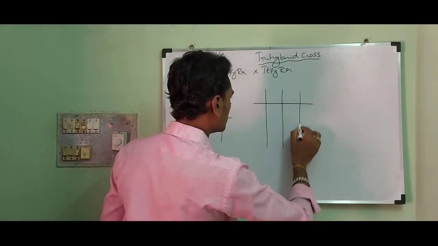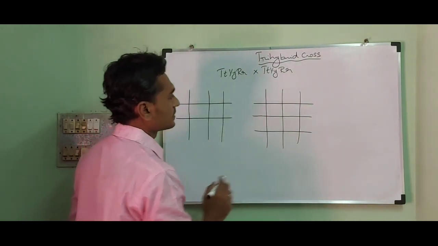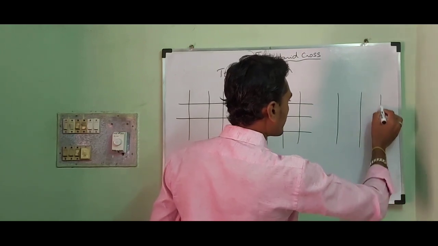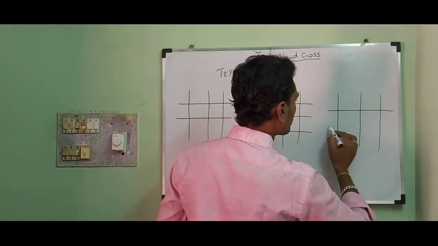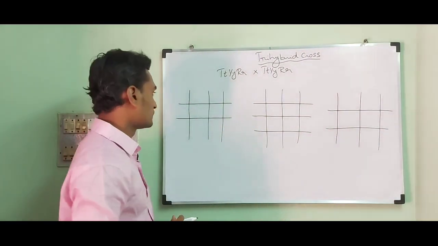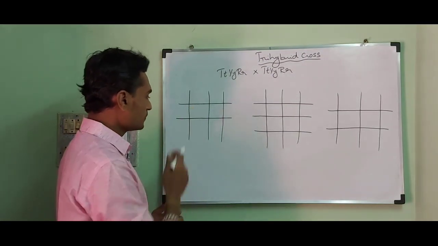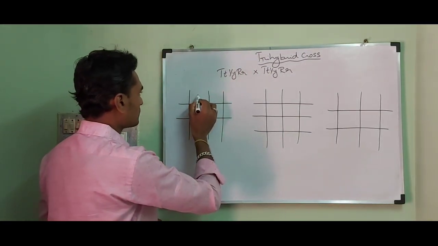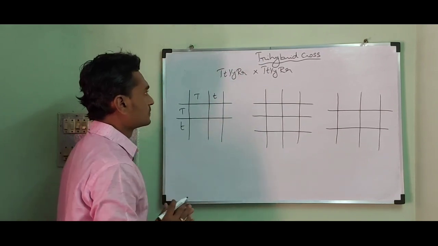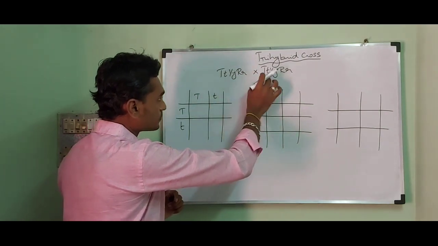This is for the seed color character, and this is for seed shape. Now we can place the gametes in respective boxes. So capital T, capital T, small t. I am taking the gametes from between these two.